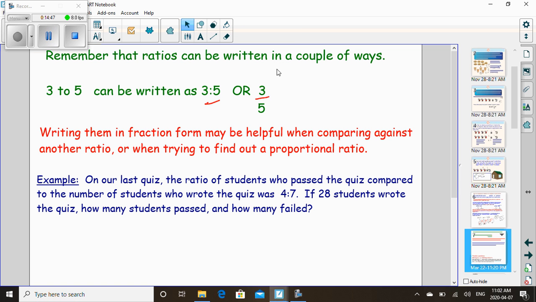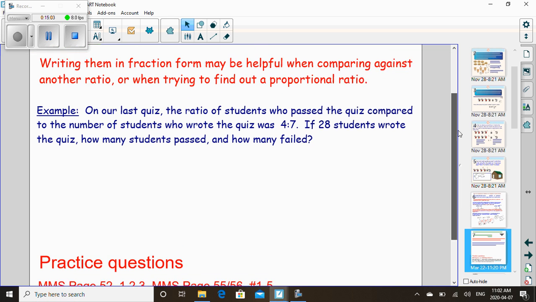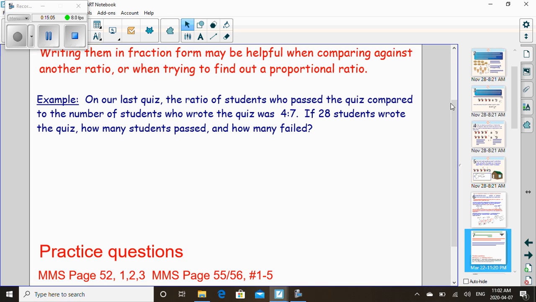So, 3 different ways to write ratios. I like the fraction form. I think I've told you that. Writing them in fraction form can be helpful when comparing against another ratio or when trying to find out a proportional ratio, which we just did with the pencils and pens. Let's do one more example, and then I'm going to ask you to, I've already put up these practice questions.